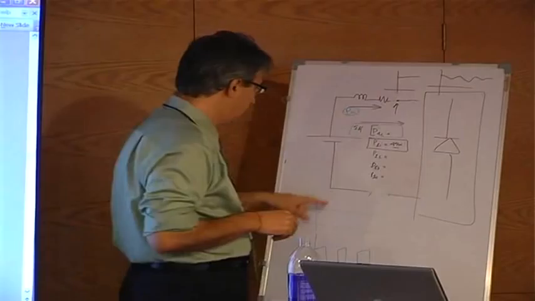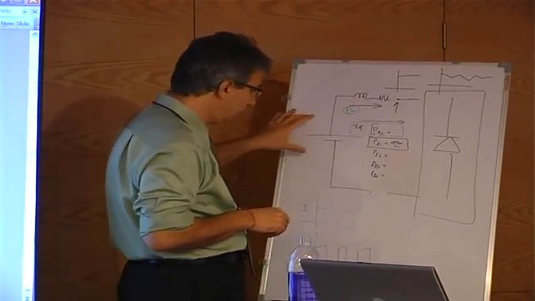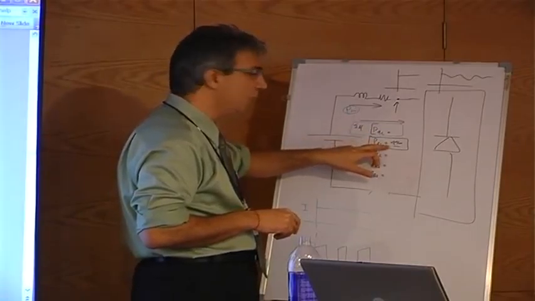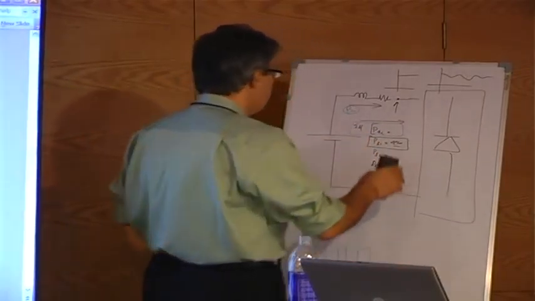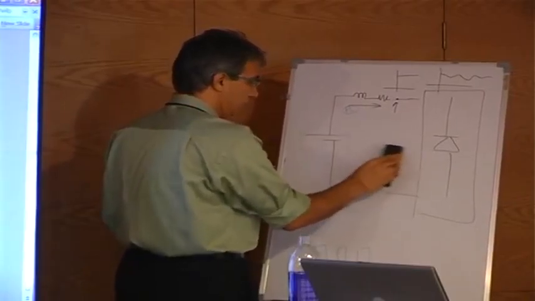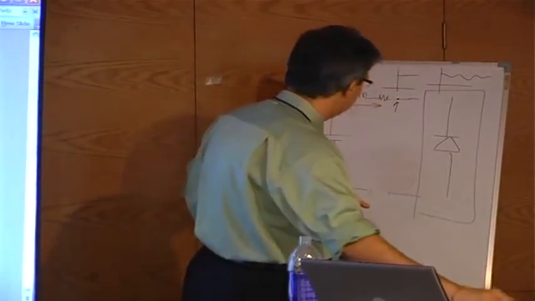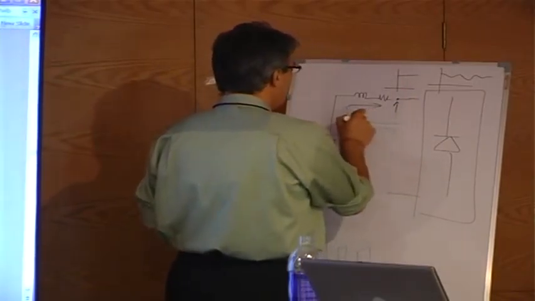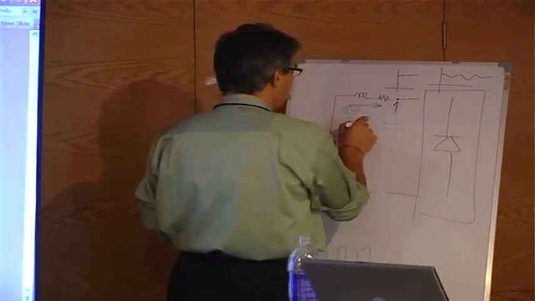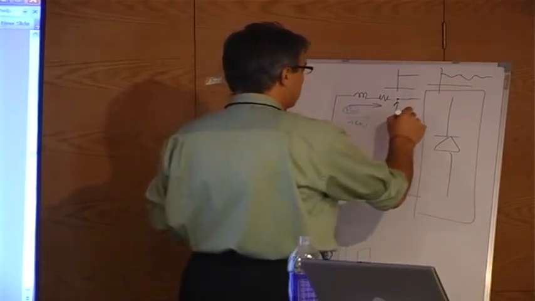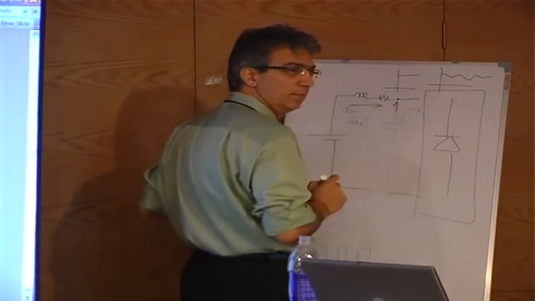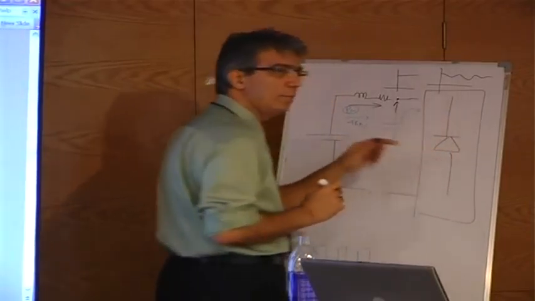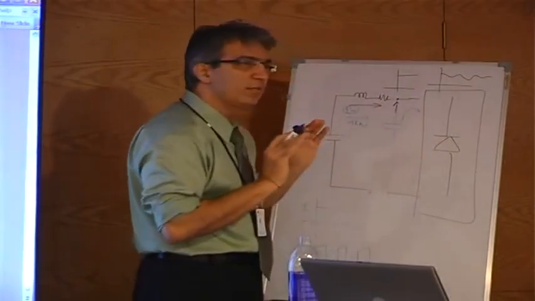and the only power which is being dissipated is the DC component. If I put a capacitor here, the only power which will go from here is 48 watts. Everything else is going from here. So it's only providing the filter component.